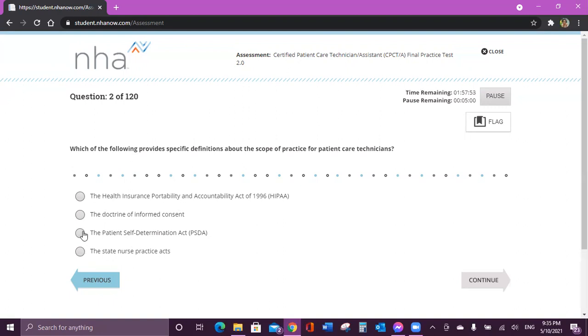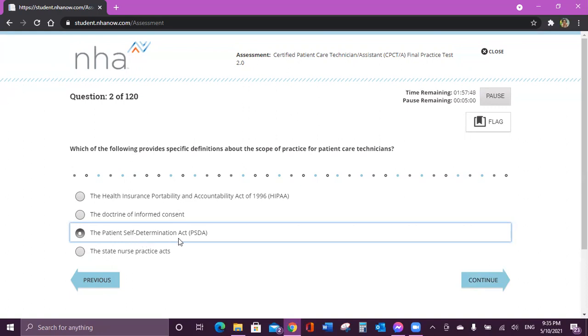La sé. Dame un segundo. The Patient Self-Determination Act. No. The training of informant center. I don't know. Vamos a dejarla ahí, pero yo no sé.